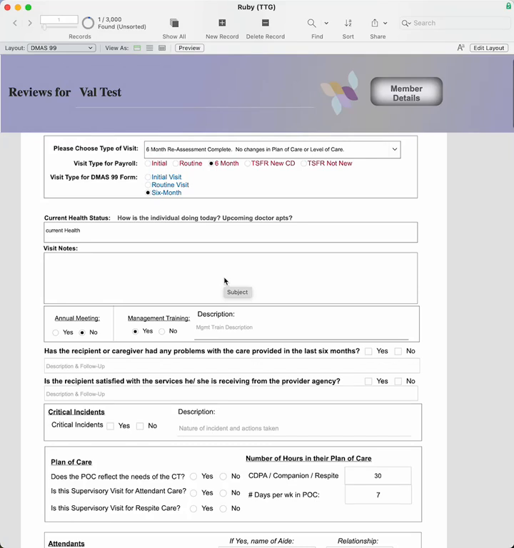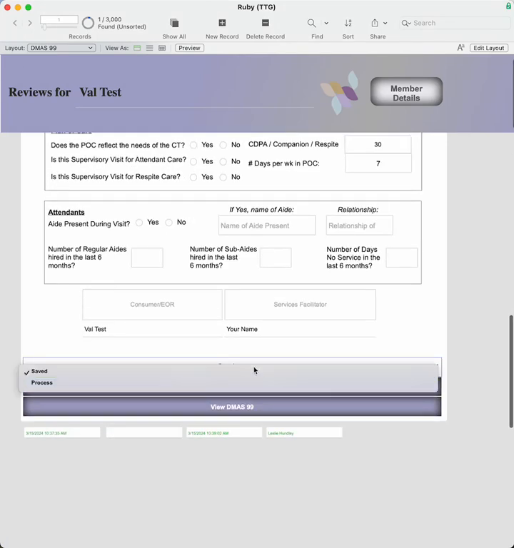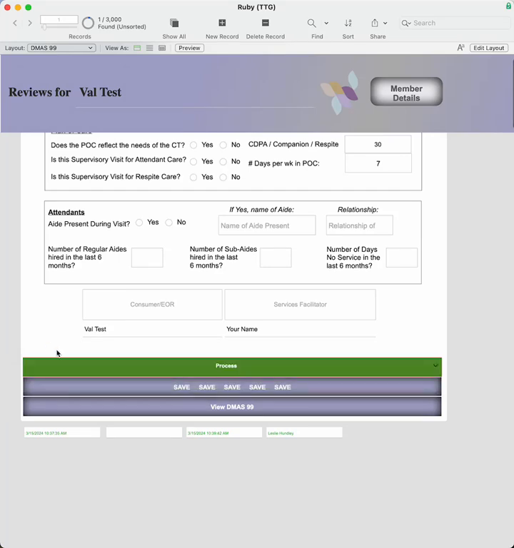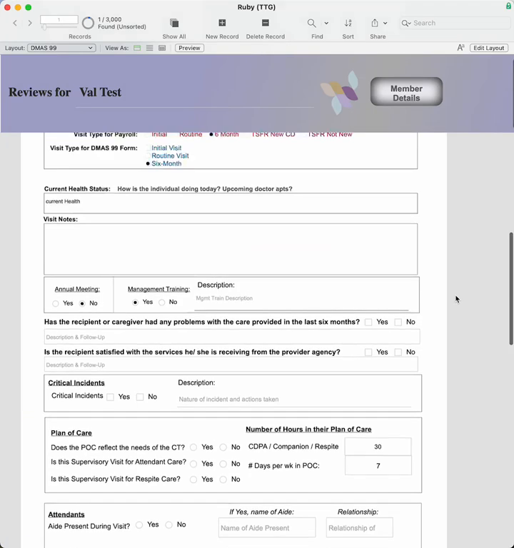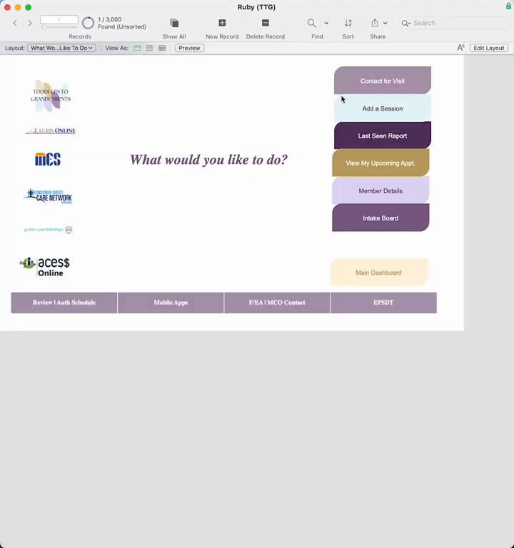But if you want to go home and tweak your visit notes, read them, check for spelling errors, elaborate on them that you didn't want to elaborate on while you're with the client, you just needed to get in and get out, that's what the Save is for, so you can touch up your visit notes. And when you're finished with that, you can hit Process, Save, and you are ready to go. So we can hit the logo, go back, and you're ready to go.